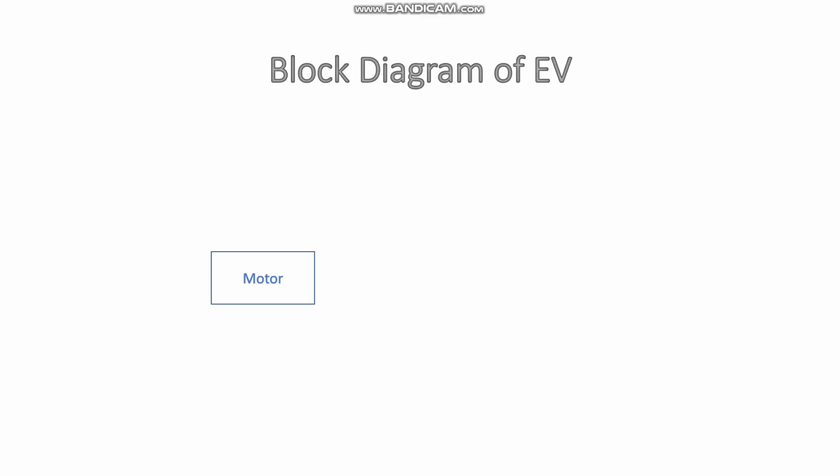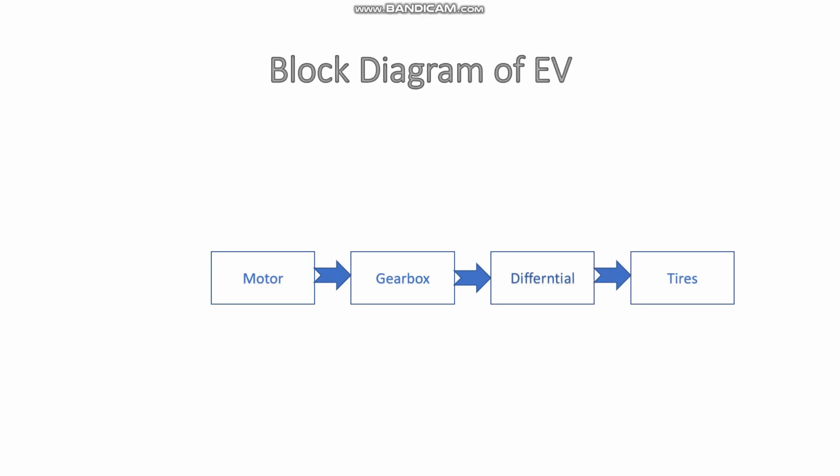So the first thing we need is a motor. Motor will produce some power and torque, and that torque will be supplied to the gearbox. So gearbox will multiply that torque and supply it to the differential. After differential, that torque will be transmitted to the tires through the axle. So we need to supply some power to the motor.